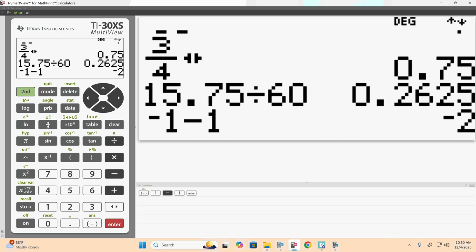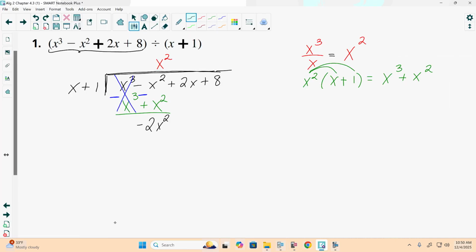Yeah, we had a sign error that we had to fix. Questions on how we got to this step here? We good with the step so far? We kind of seen how this works, yes? Our next step is we bring down our next term, 2x, okay? We repeat the process. We do everything we just did again.